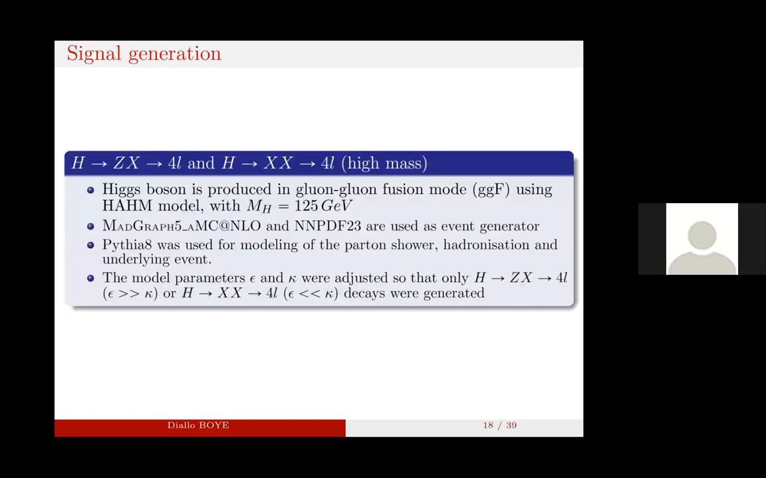Okay, so for the signal generation, we generate the Higgs boson with gluon fusion mode, and we use MadGraph as the event generator, and Pythia was used for modeling of the parton shower, the hadronization and underlying events. So for the model parameters epsilon and kappa, I just mentioned, they are aligned, so that only Higgs to ZX to 4L or Higgs to XX to 4L decays were generated.